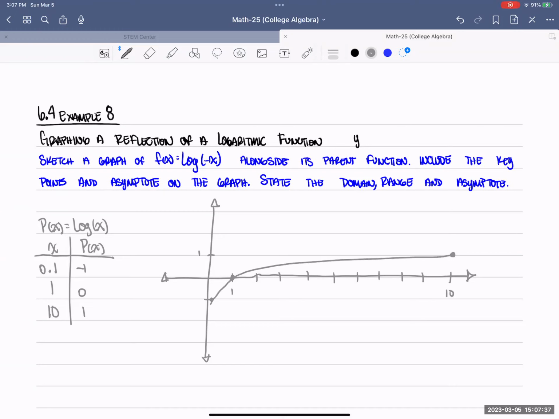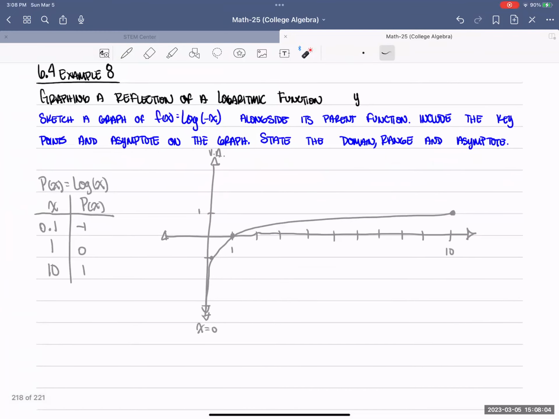For logarithmic functions, we have a vertical asymptote. And here our vertical asymptote is just the line x equals 0. Again, because whatever we plug in here, it's always going to be numbers greater than 0. So our asymptote is x equals 0. All right, so we have that.